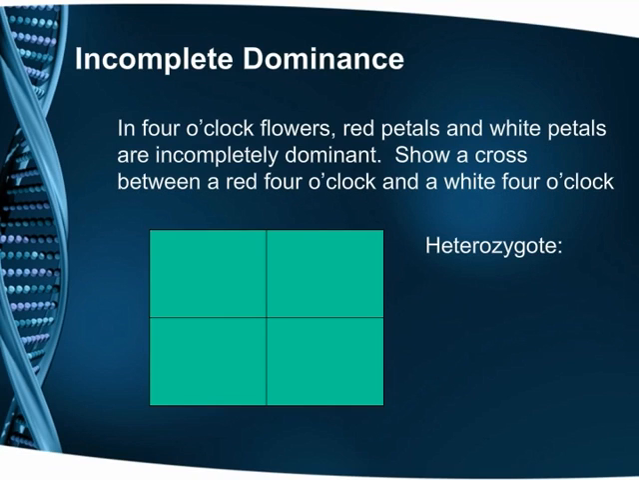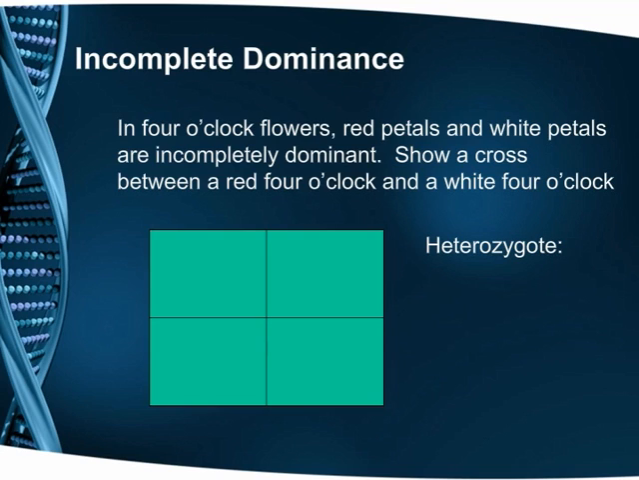Incomplete dominance is different. Look back over, you will see that for incomplete dominance, you are using the same capital letter, one of which is assigned the prime symbol. In four o'clock flowers, red petals and white petals are incompletely dominant. Show a cross between a red four o'clock and a white four o'clock.